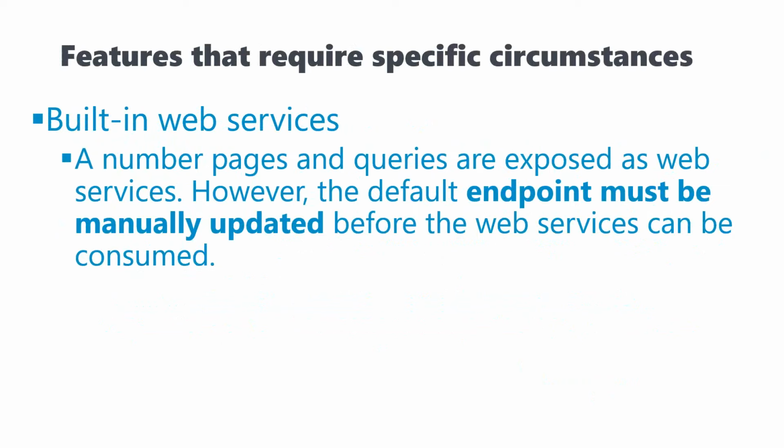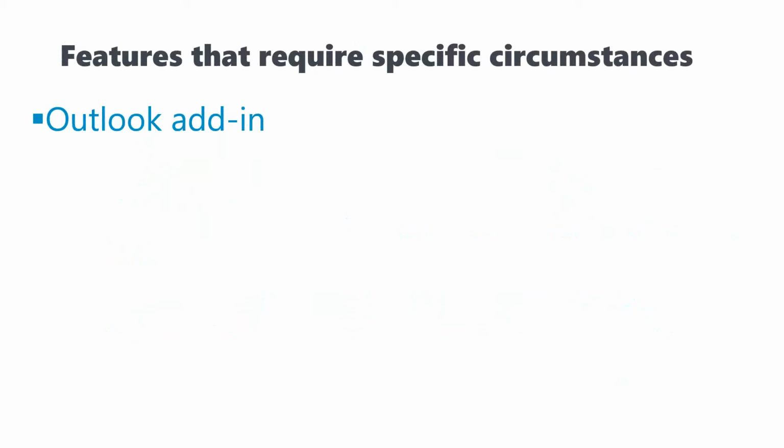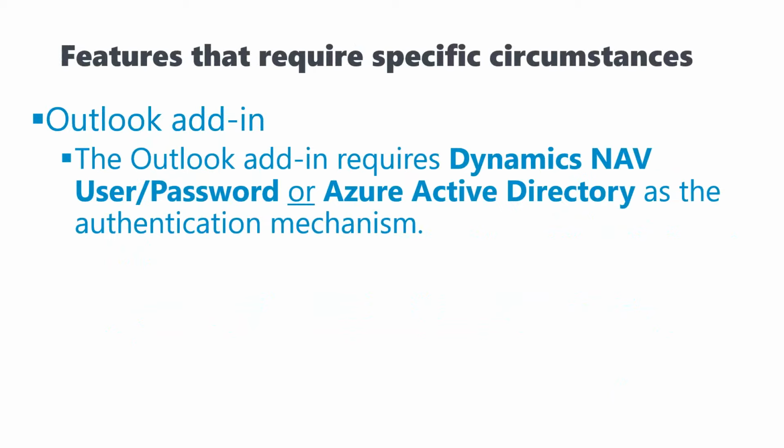Also, there's built-in web services. A number of pages and queries inside of Business Central are exposed as web services. However, the default endpoint must be manually updated before the web services can be consumed. What this means is that your administrator must go in and modify some configuration and settings within these web services in order to ensure that users can access those in an on-premise environment. The Outlook add-in for Business Central requires Dynamics NAV user password or Azure Active Directory as your authentication mechanism.